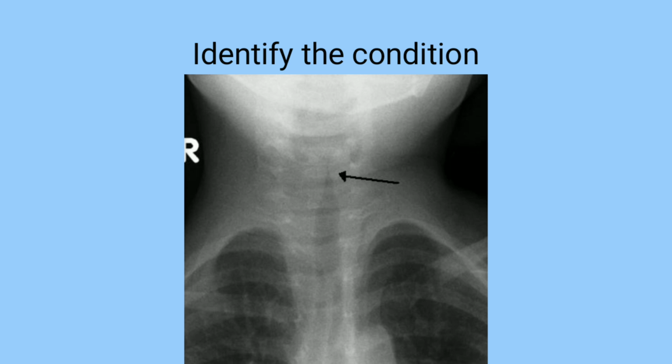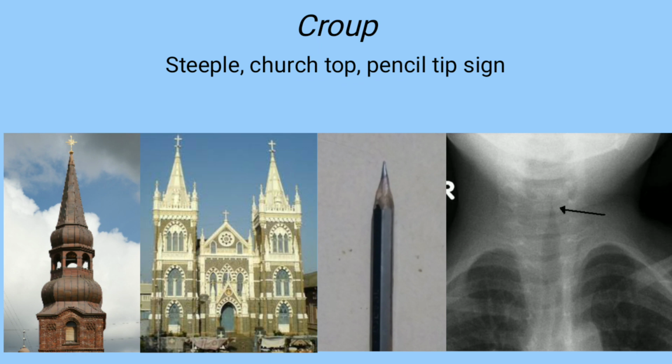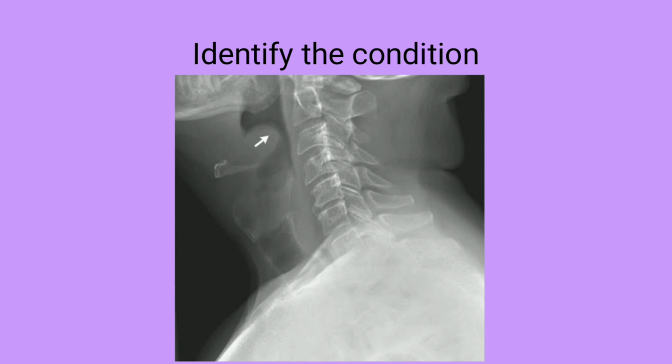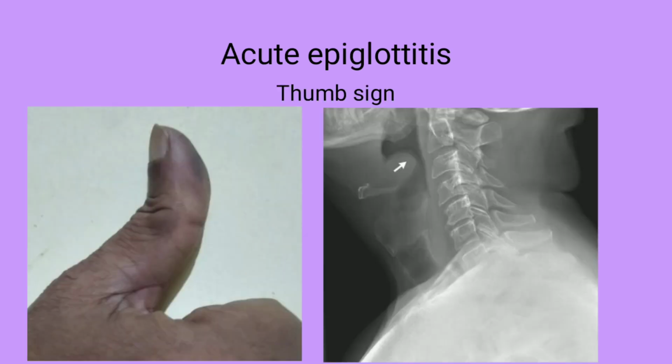Identify the condition. We can see the steeple sign or church top appearance or pencil tip sign, which is seen in croup. Identify the condition. This is thumb sign seen in acute epiglottitis on lateral view of the neck.